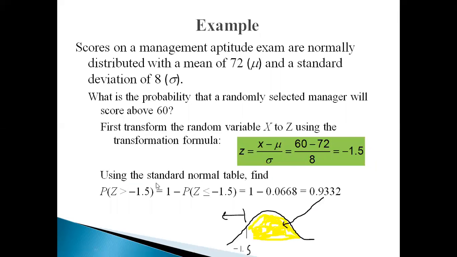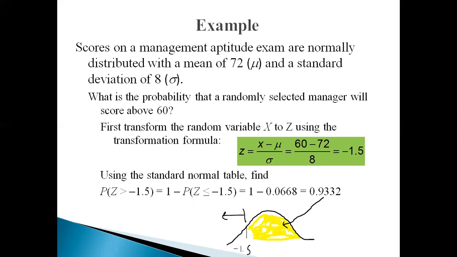Okay, and so here, looking at this example, scores on a management aptitude exam are normally distributed with a mean of 72 and a standard deviation of 8. What is the probability that a randomly selected manager will score above 60? Well, first we have to convert this into a z-score. So again, it's just going to be the x, which is 60, that's what we're looking at, minus the mean of 72, divided by the standard deviation of 8. That's a negative 1.5.